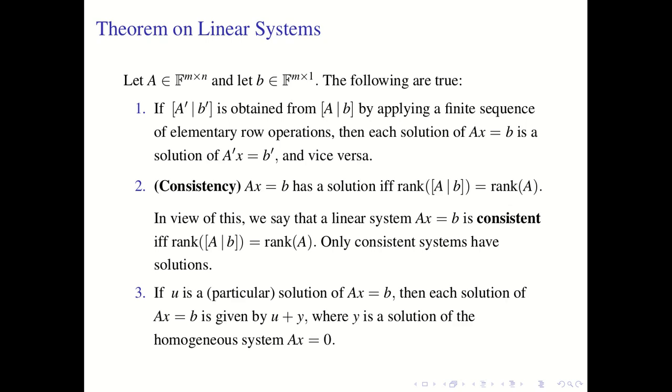Suppose u is a particular solution of Ax equal to b. Then each solution of Ax equal to b is given by u plus y, where y is a solution of the homogeneous system Ax equal to 0. So given any particular solution, you can find another solution by adding a vector which is a solution to the homogeneous system Ax equal to 0.